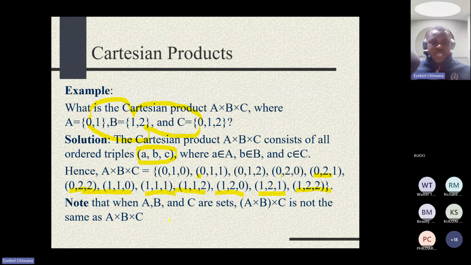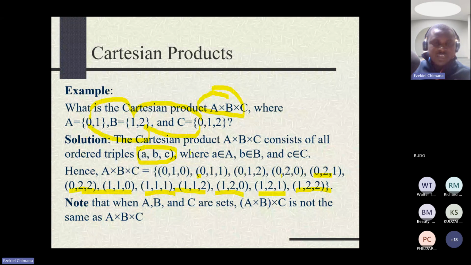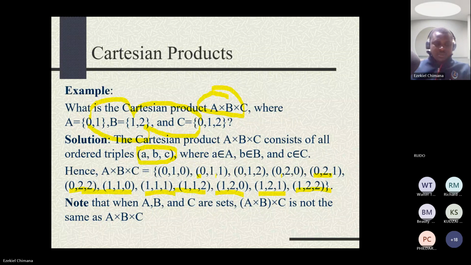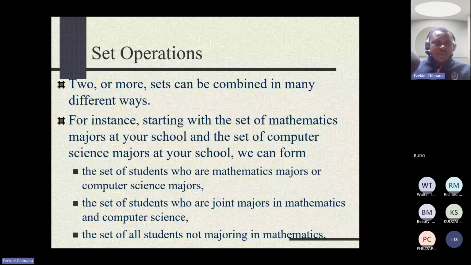And note that when A, B, and C are sets, A cross B cross C is not the same as (A cross B) cross C. You need to take note of that. But mostly we are going to give you such kind of cross products. I don't know if I've got any question on how you can do a Cartesian product given these 3 sets. If there is any question, you can raise your hand. Otherwise, you are going to do set operations.